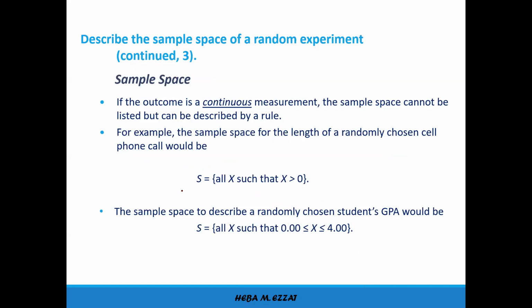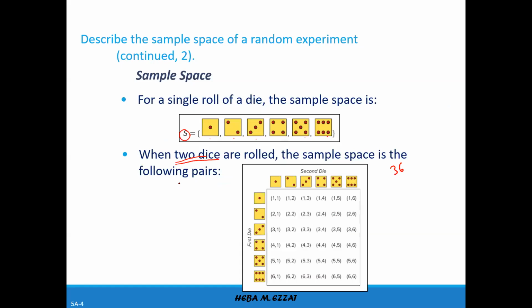Here in the sample space, we have discrete numbers. We can't have 1.5. We only have the discrete numbers 1, 2, 3, 4, 5, and 6. So here the sample space is discrete, or finite. We know it in advance.